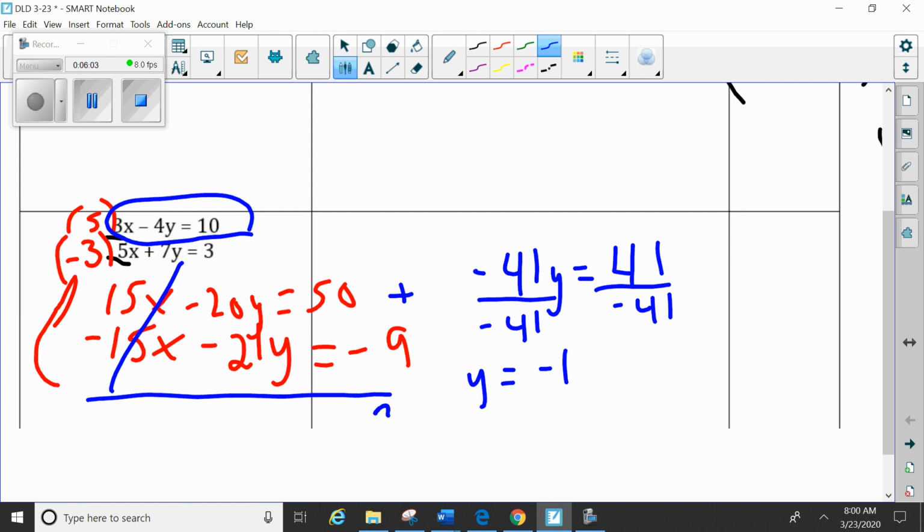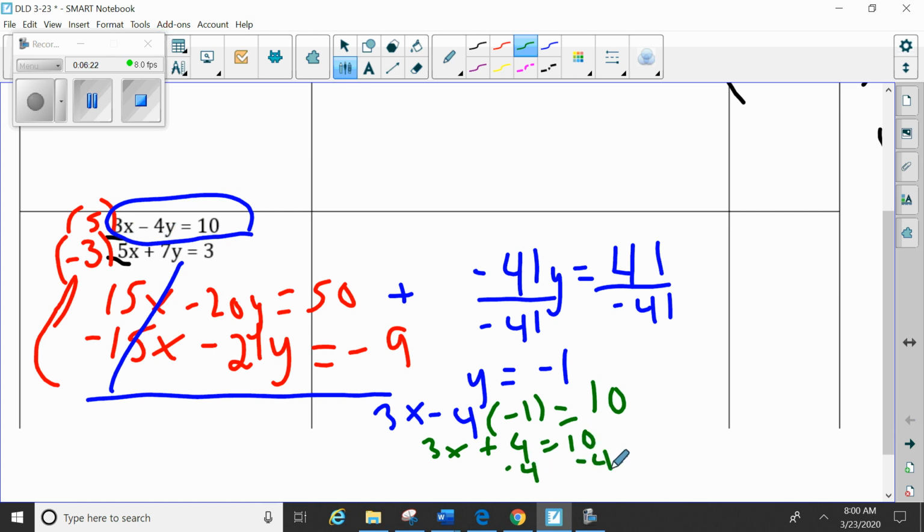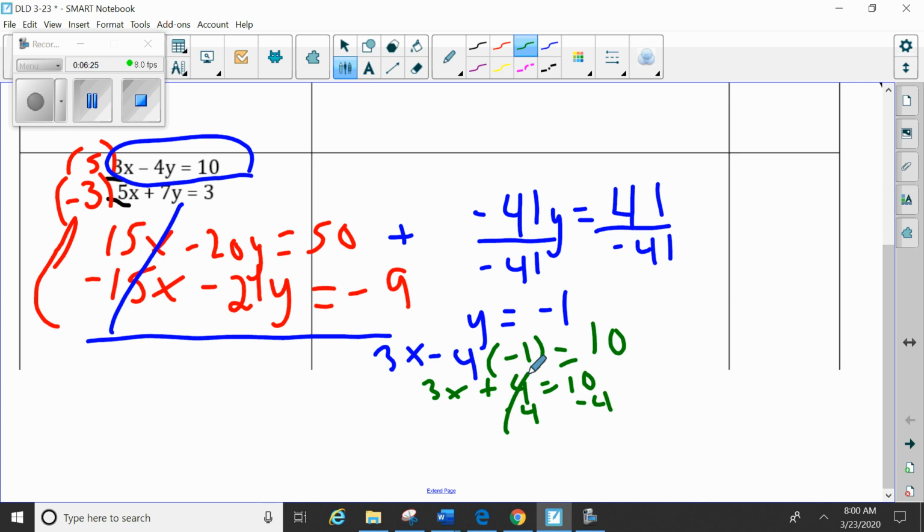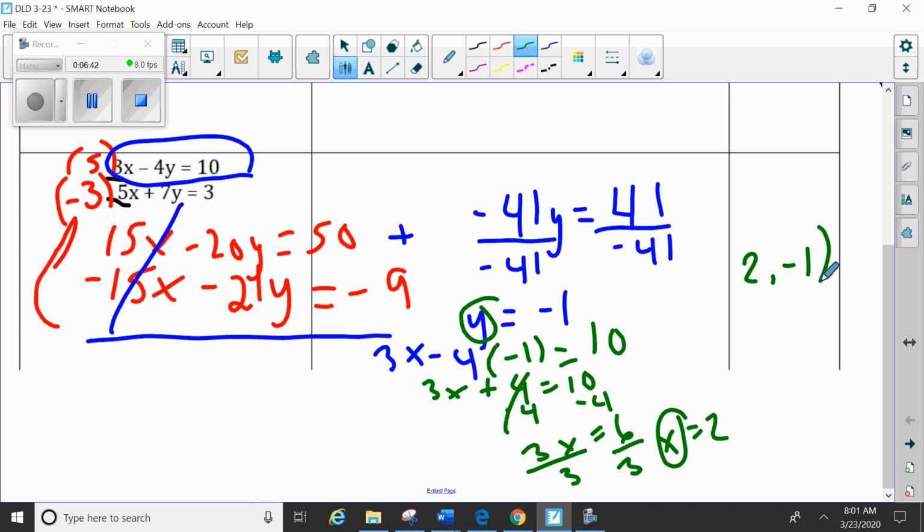So I'm going to plug it into this original equation. So I've got 3x minus 4 multiplied by -1 is equal to 10. Okay, simplify 3x. Then I've got -4 times -1, which gives me +4 is equal to 10 minus 4. Okay, that goes away. I've got 3x is equal to 6. Divide by 3, and x is equal to 2. Okay, remember my solution is x comma y. So my solution here is 2 comma -1.